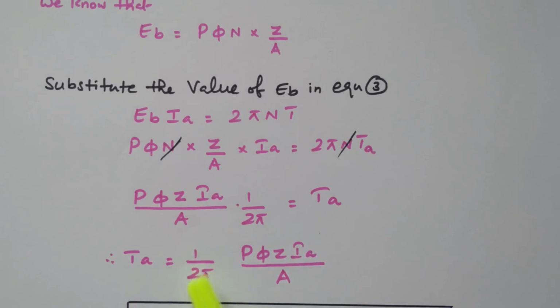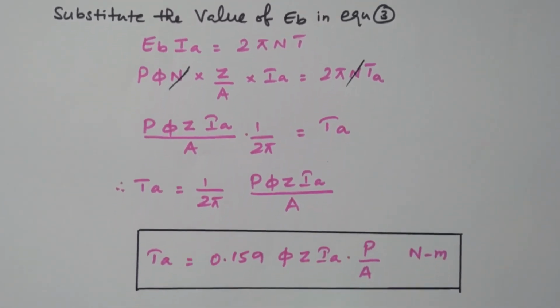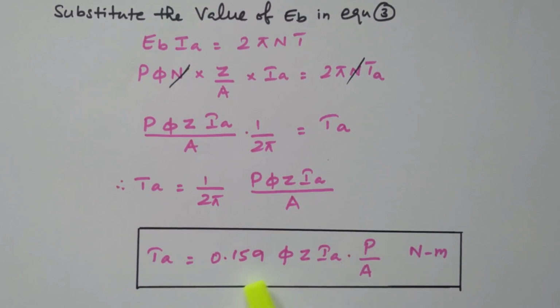By simplifying 1 divided by 2 pi, we get 0.159. The armature torque equals 0.159 phi Z IA into P by A. The unit is Newton meter. Now we have the expression for armature torque.